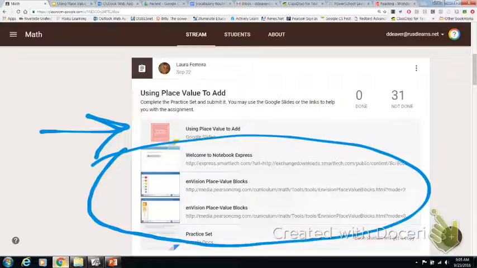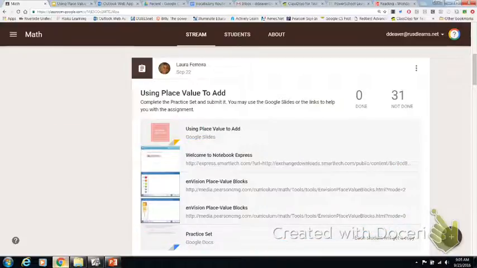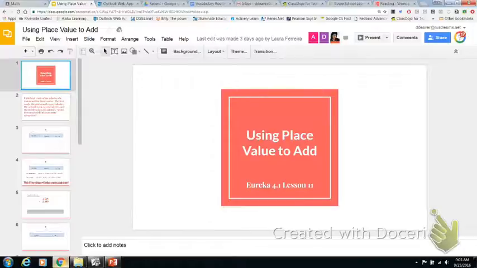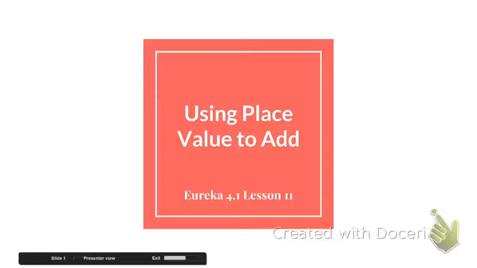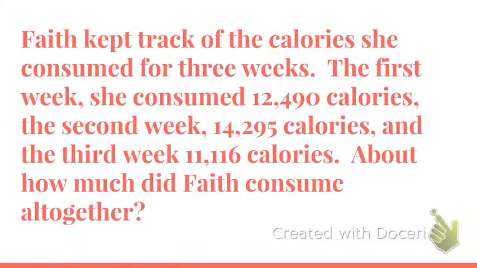So first of all, let's go ahead and, if you want, open up where it says using place value to add, that document. And you can go to this first page here, okay? So I want you to read it with me. Don't read it out loud. I'll read it to you, but I want you to follow along with your own computer, or you can look up here on the screen. Either way, it's fine, okay?